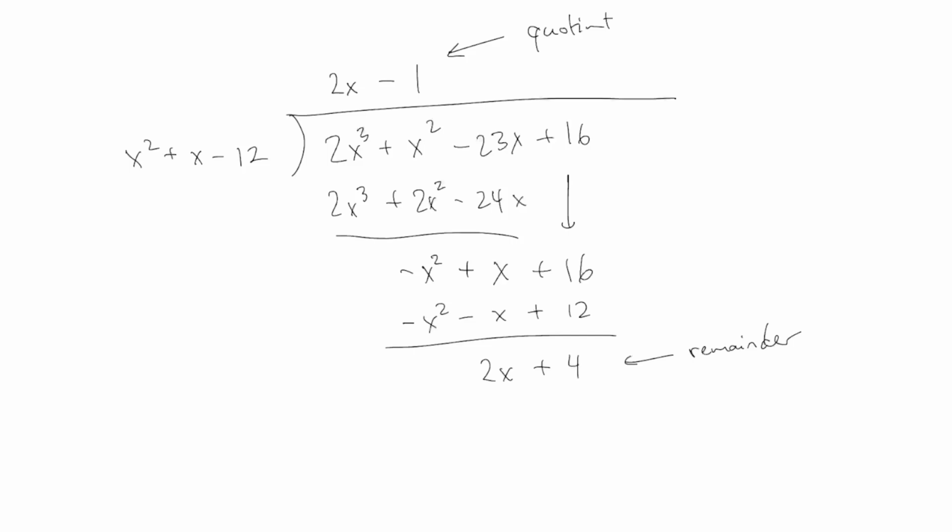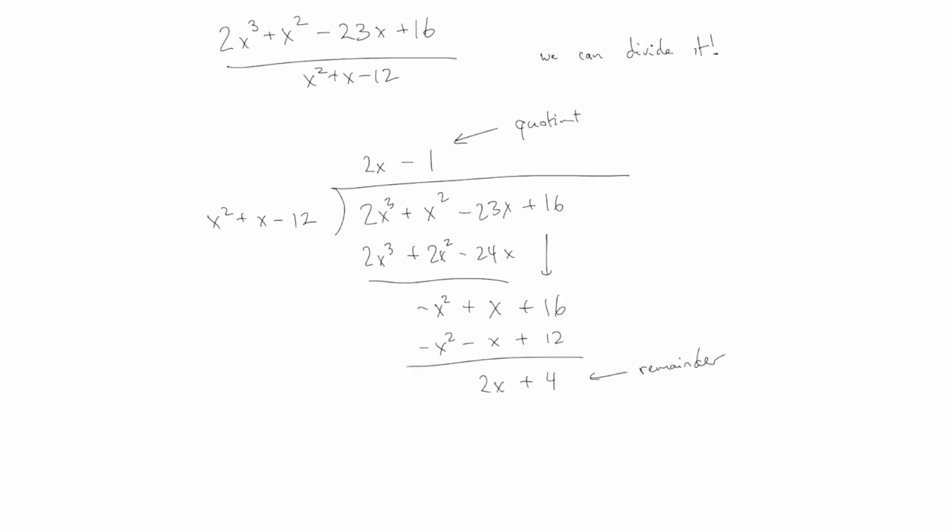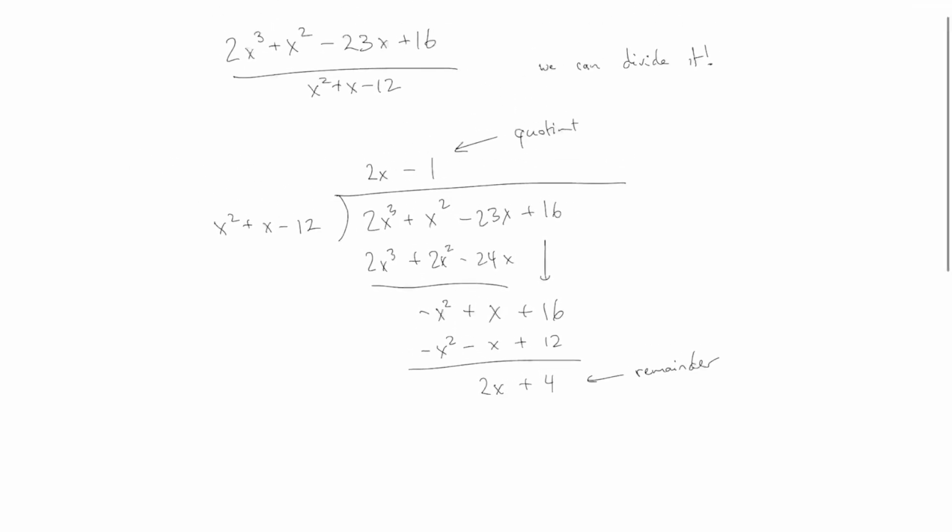Now, what's the whole point of doing all of this business? It's that you can rewrite what we started with in a, I don't know if it's simpler, I would say it's simplified. But in any case, it's more convenient if you're interested in doing the integral. So that's why we do this at all. So my conclusion would be the original thing that I started with, 2x cubed plus x squared minus 23x plus 16 divided by x squared plus x minus 12.